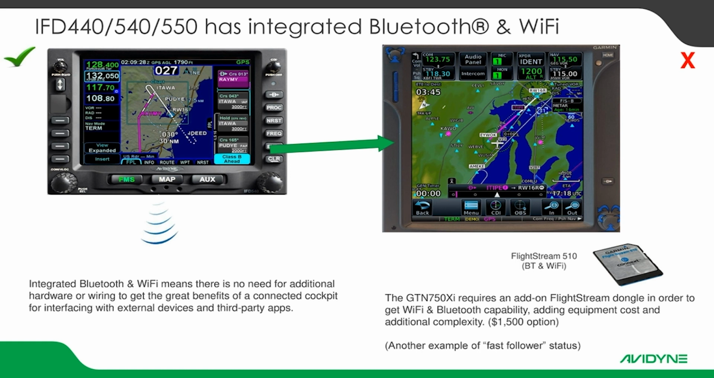Integrated Bluetooth and Wi-Fi. We've had it built into the hardware since the products were invented. We knew it was going to be a big deal. iPads are a big deal in the cockpits everywhere. The GTNs did not have Wi-Fi or Bluetooth initially. They first added a FlightStream 210 that gave you some Bluetooth functionality, and now they have a FlightStream 510 which does Bluetooth and Wi-Fi. It's an additional $1,500 option. Our Wi-Fi and stuff is included. So I think it's another example of another great idea we had that's being adopted in the market.